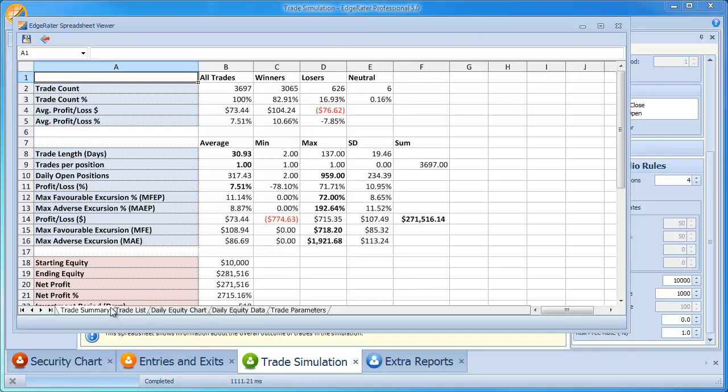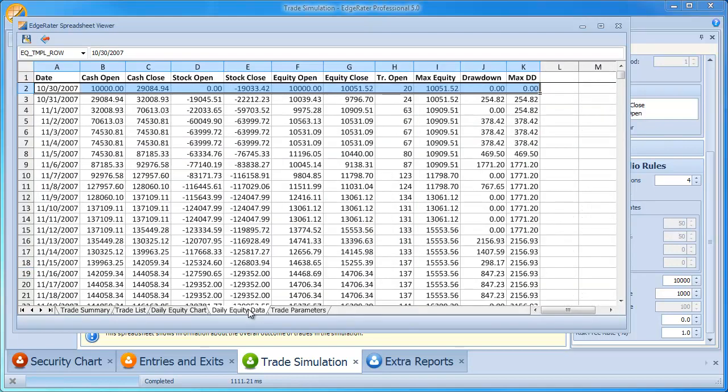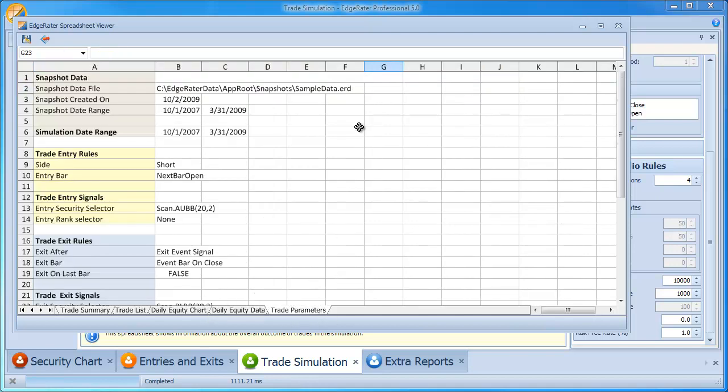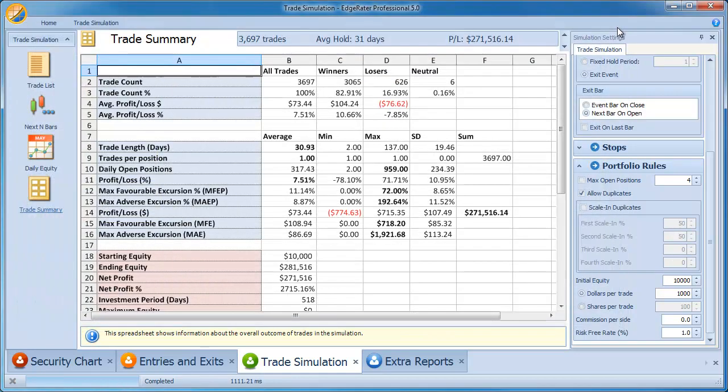This report has all of the information we have seen previously. It has the entire trade list, it has the data behind the daily equity chart, so you can see how much cash was needed. You can see the drawdowns on a daily basis, and we can also see the parameters that were used in order to run this simulation. So once you have this saved, you have essentially saved your entire simulation, and you can go back and review it at a later stage.